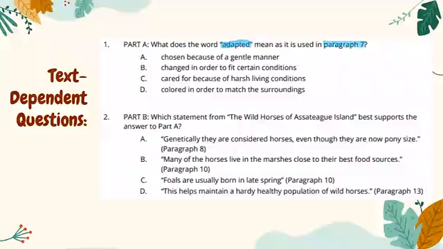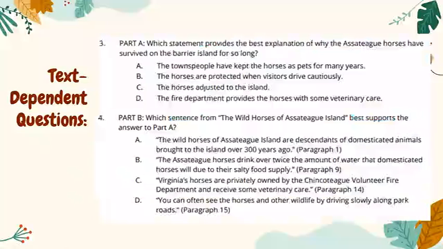Part B, of course, goes along with number 1. Which statement from the wild horses of Assateague Island best supports the answer to part A? All right, well, I'm looking for a statement, one of the ones below, so I'll have to choose which one best supports number 1. So for number 3, part A, which statement provides the best explanation of why the Assateague horses have survived on the barrier island for so long? So again, I'm looking for one of the statements below. I'm going to highlight that.